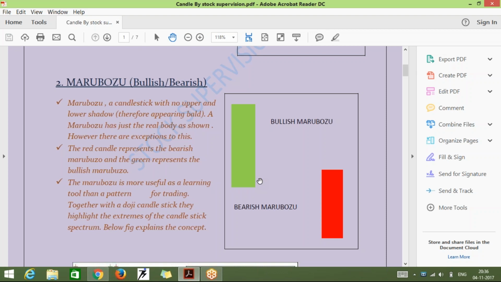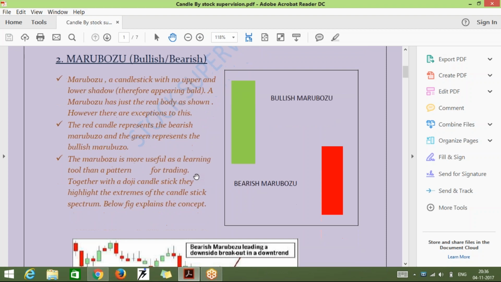A Marubozu is more useful as a learning tool than a pattern. Actually, we cannot trade Marubozu directly. It's not that we cannot trade it, but as far as my experience is concerned, if Marubozu is seen with a doji, then we consider it a powerful trading signal.